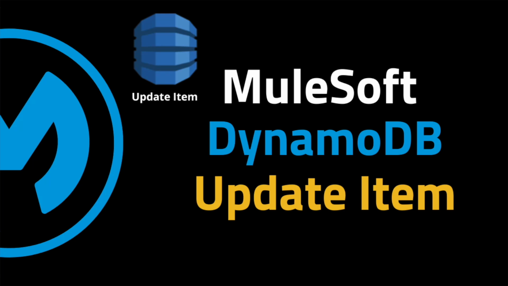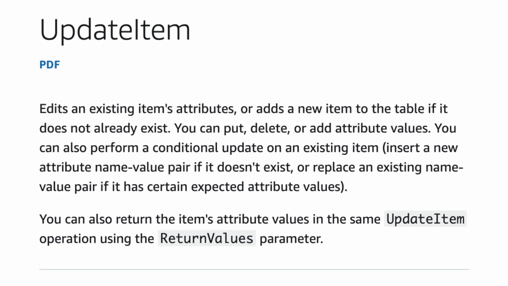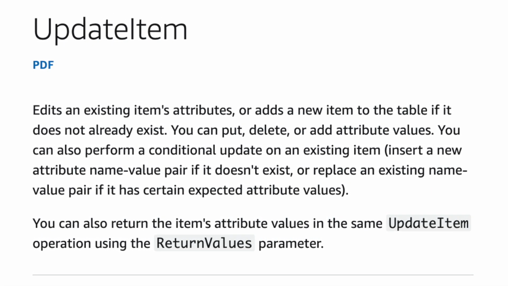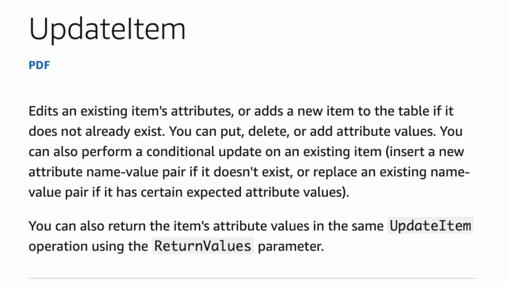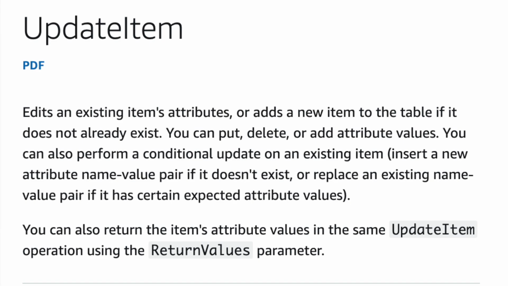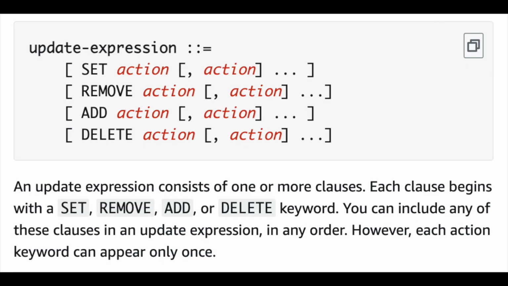Hello, today I will introduce you to the update item connector. It is used to edit the attributes of an existing item or add a new item to the table if it doesn't already exist. In an update expression, you can use other operations like remove, add, or delete. It depends on your case. In this video, I will only focus on the set operation.